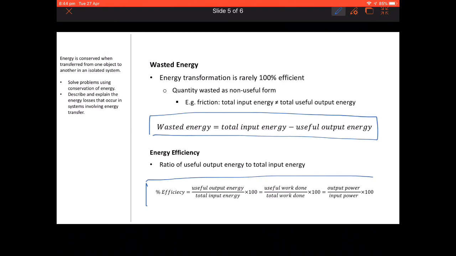This can be found in a number of ways. You can use the useful output energy and then divide that by total input energy and then multiply by 100 to get your percentage. Because energy or change in energy is equal to work, you can also use useful work done divided by total work done and then times that by 100 to get your efficiency. You can also use output power divided by input power times by 100, and we'll touch on power in the next video.